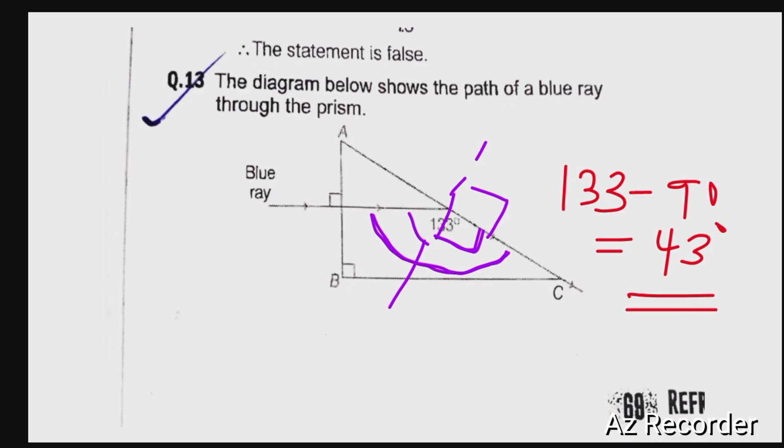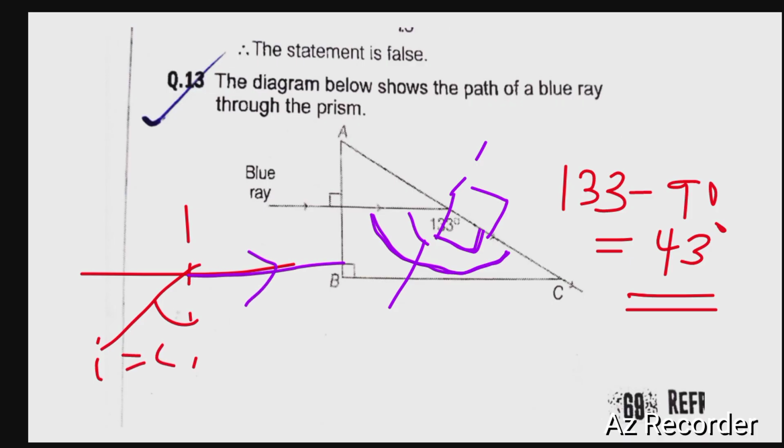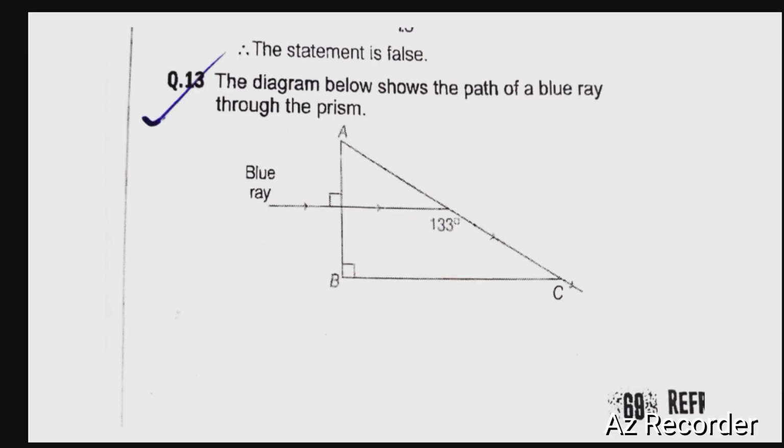Since the light ray grazes through the surface after refraction, we can conclude that the angle of incidence at the surface AC will be equal to the critical angle. Because when a ray of light is incident at an angle i equal to the critical angle, the ray of light after refraction will pass through the surface, forming an angle of refraction of 90 degrees. The same concept is applied here. So the critical angle for the blue light will be 43 degrees.